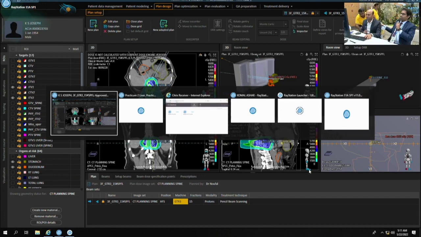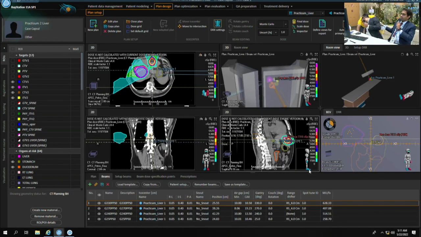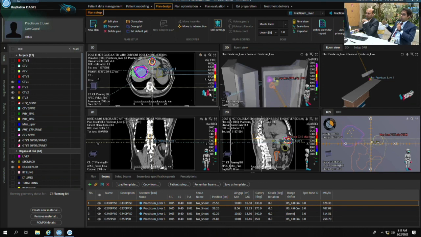So simultaneously we need to treat the spine and also the liver lesions. We know that for liver minus GTV, he is a patient of chronic liver disease and we have to save as much of the liver as possible. For this patient, to achieve the liver minus GTV constraint, we prescribed the mean liver minus GTV dose to be less than 20 gray.